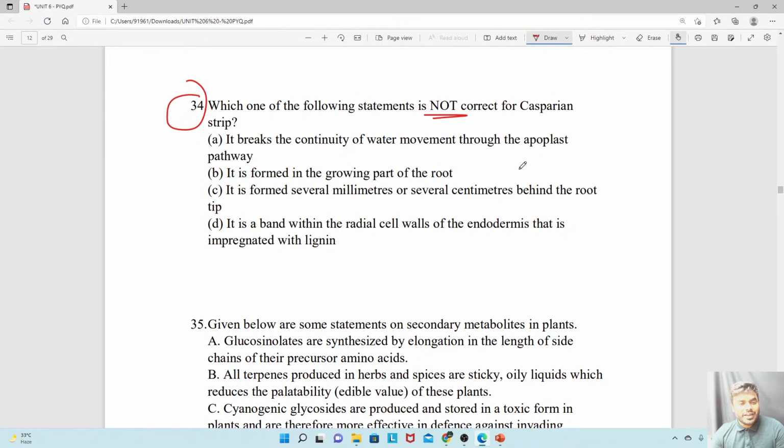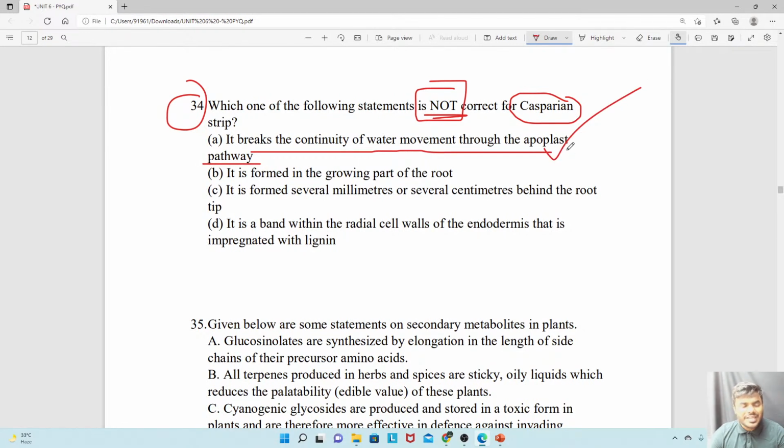See friends, I will be really disappointed if you answer this kind of question wrong also. We have been reading about the Casparian strip from our 10th standard. They did not ask which is correct, friends. They asked which is not correct. I don't know why most of the people are giving the answer as A. It breaks the continuity of water movement through the apoplast pathway. That is its function, but that is not the question. They are asking which is not correct.